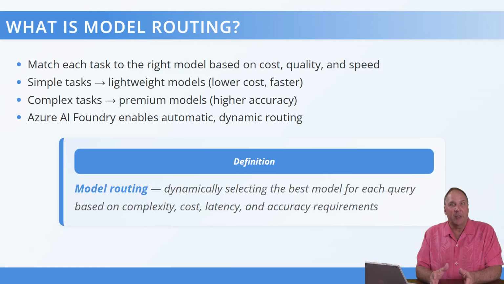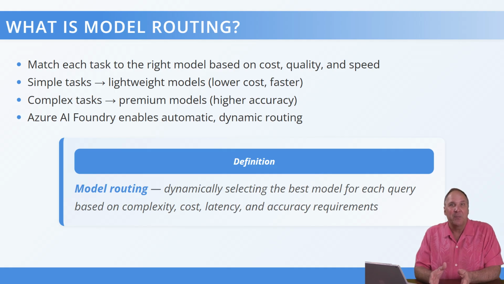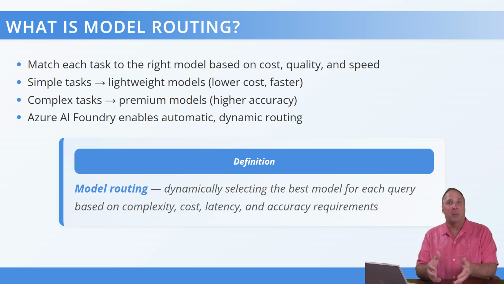Let me start with economics. A large, sophisticated model costs more per call than a smaller, faster model. So the question becomes, can I get good results with a cheaper model for this particular task? That's what model routing is. You set up rules so simple tasks like, is this email spam, go to a lightweight model. Complex tasks like, summarize this contract and flag legal risks, go to a premium model.